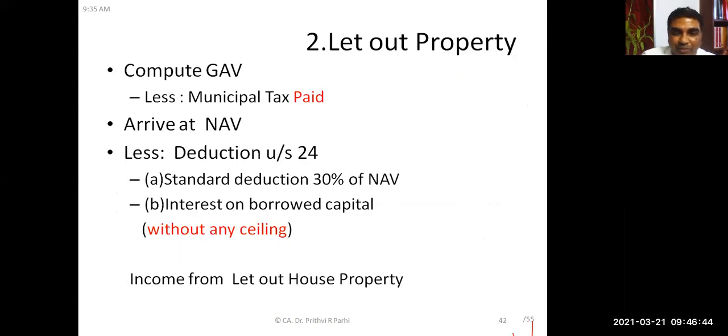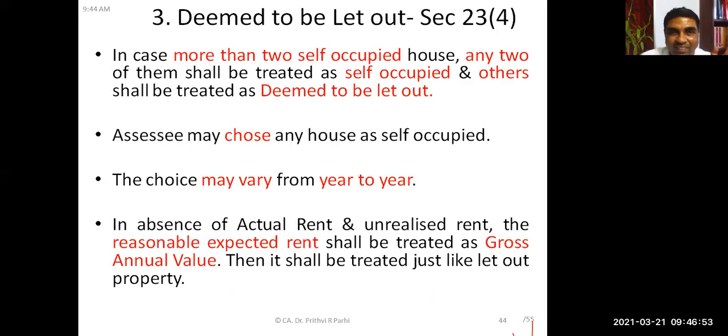One is self-occupied house, second is let out house. Let out house property is a simple thing: municipality taxes, standard deduction, and interest on borrowed capital without any limit will be allowed, right? Okay, deemed to be let out house. Next concept is deemed to be let out house.